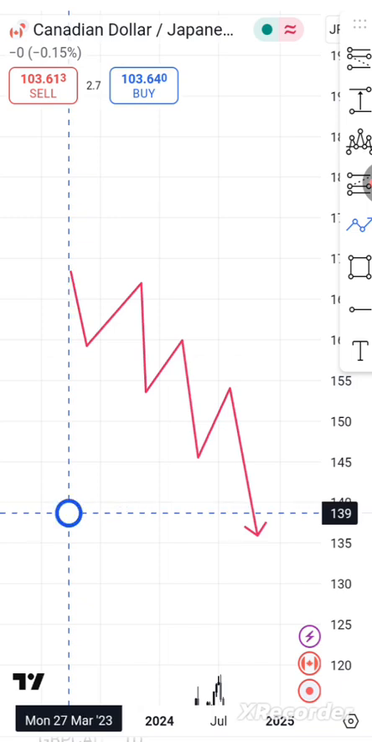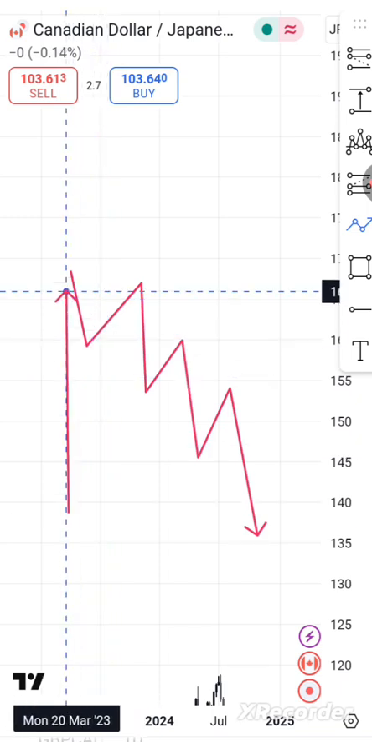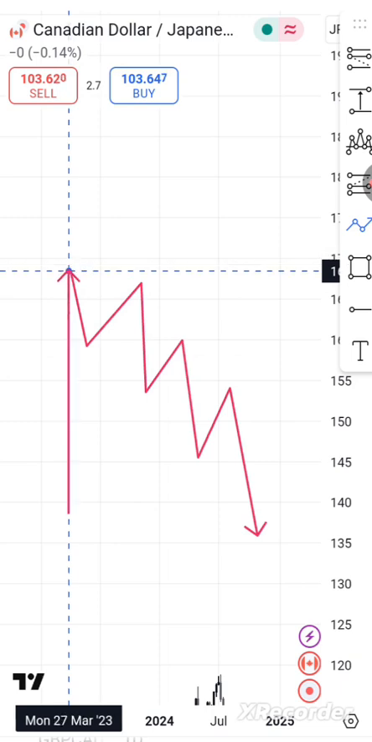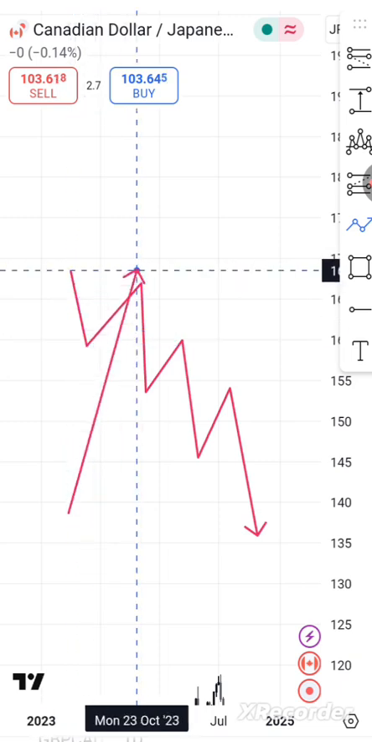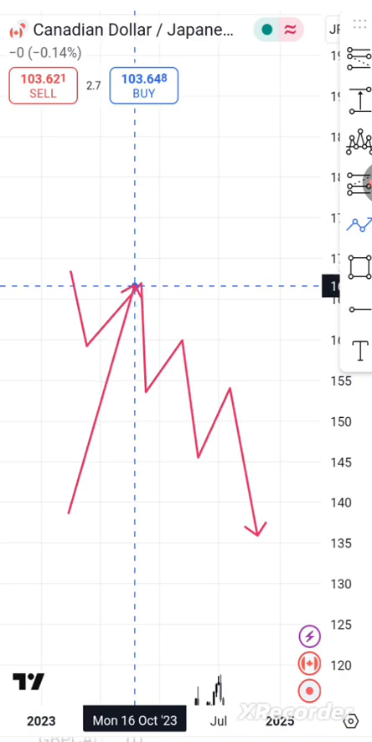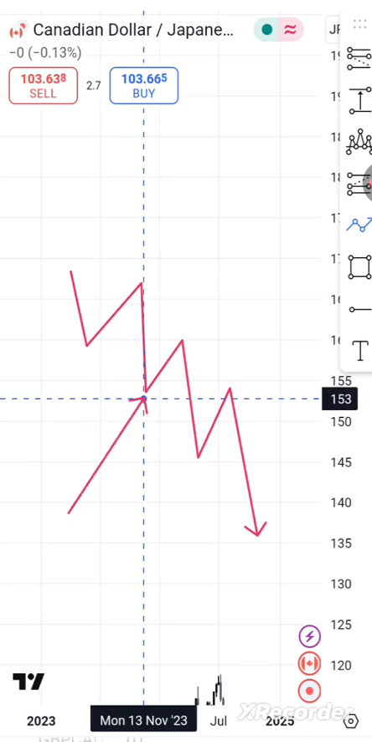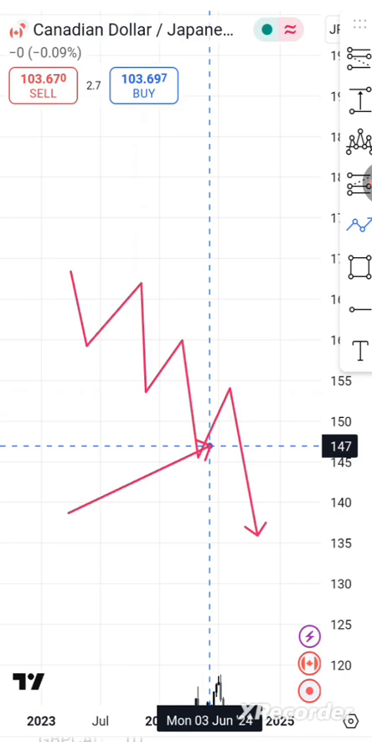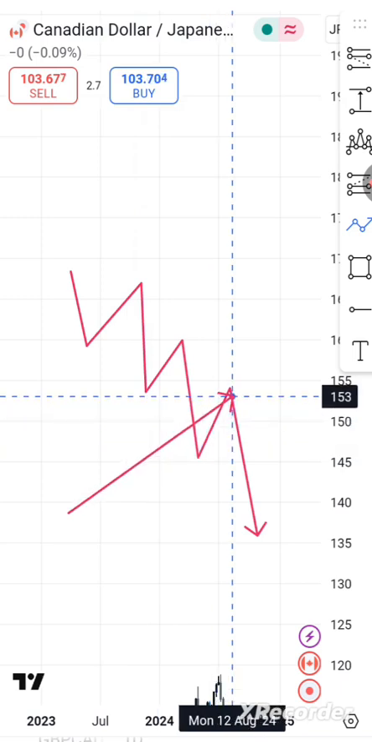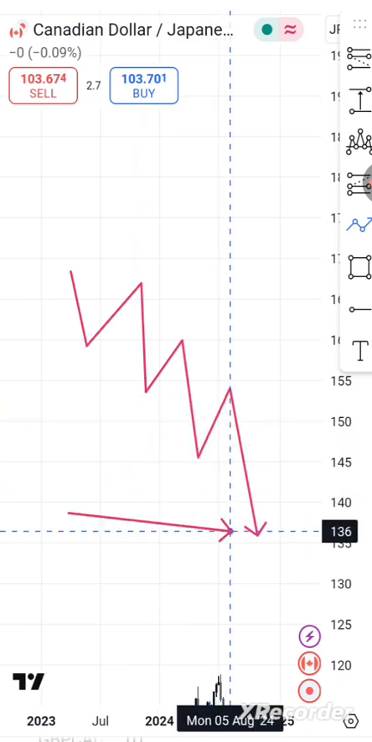All right, so we have our first lower high here. It gives us a lower low. We have our second lower high. It gives us a lower low here. We have our third lower high. The third lower high gives us a lower low here. The last lower high here produces this lower low here.